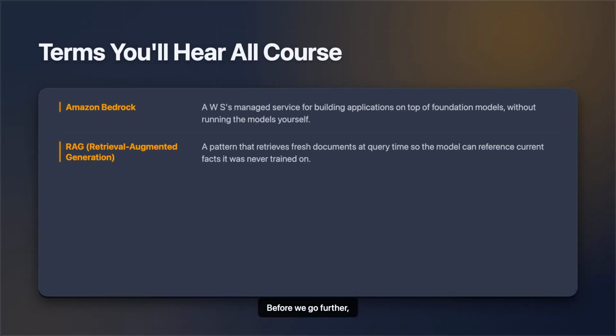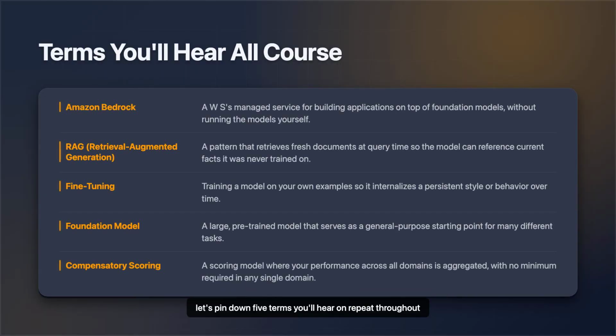Before we go further, let's pin down 5 terms you'll hear on repeat throughout this course. Amazon Bedrock is Amazon Web Services' managed service for building on top of foundation models, so you use the models without hosting them. RAG, short for Retrieval Augmented Generation, retrieves fresh documents at query time, so the model can reference facts it was never trained on.